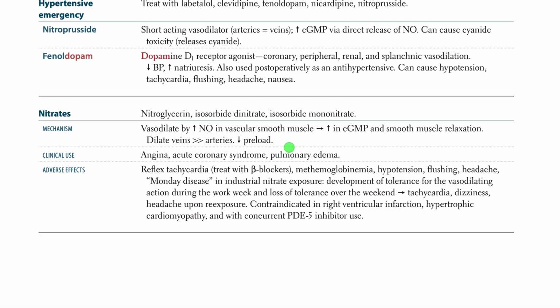Okay, now let's talk about nitrates. Nitrates, the drugs are nitroglycerin, isosorbide dinitrate, and isosorbide mononitrate. Di means 2, mono means 1. Right? So mechanism, they will vasodilate by increasing nitric oxide. So nitroprusside is nitric oxide. Nitrate is also nitric oxide.